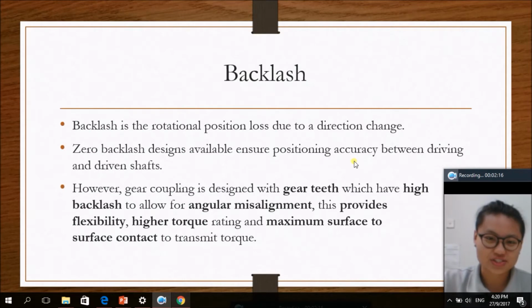So after watching the video, now we're going to explain the mechanical properties. The first one is backlash. Backlash is the rotational position loss due to a direction change. A zero backlash design ensures positioning accuracy between the driving and driven shaft. However, a gear coupling is designed with gear teeth which have high backlash to allow for angular misalignment. This provides flexibility, higher torque rating, and maximum surface-to-surface contact to transmit torque.